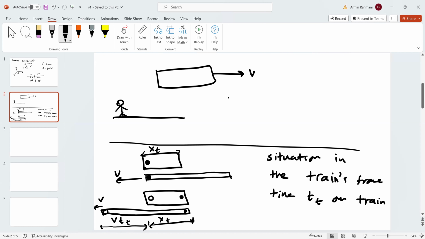And according to this observer, the ground has been moving with constant velocity v. So that's the situation. That's what an observer on the train observes. So the distance between the two marks on the ground, according to the observer on the train, is going to be xt plus vtt. So let me write that in words. It's kind of important here.